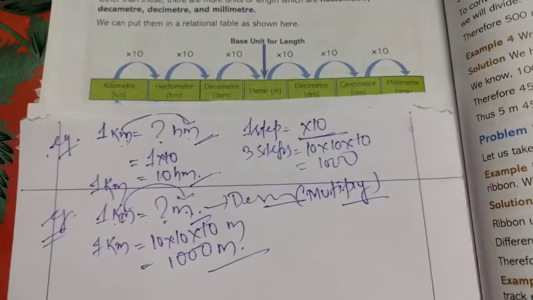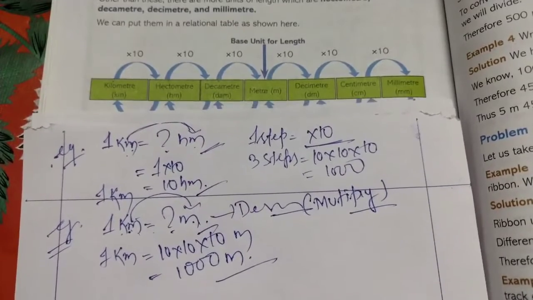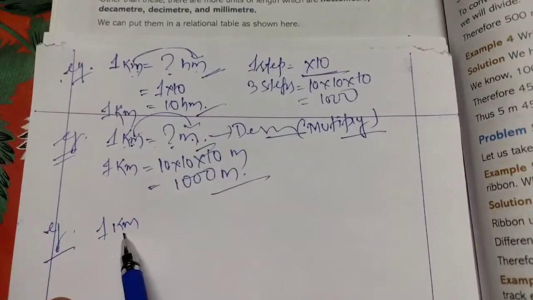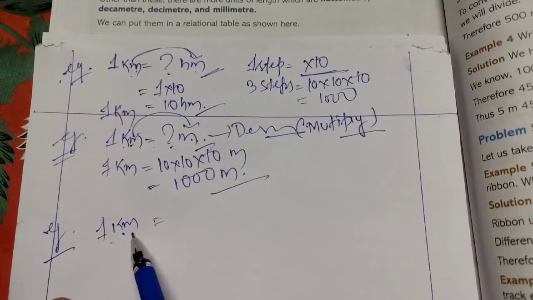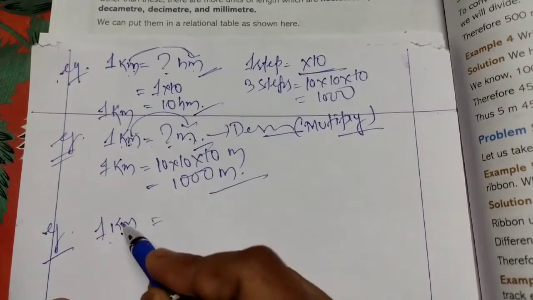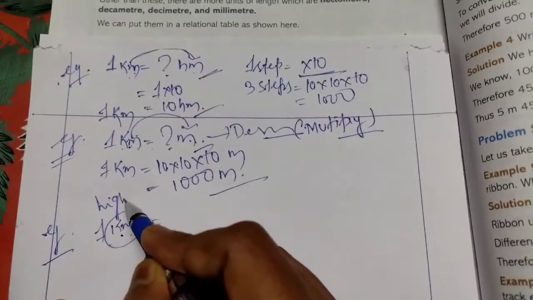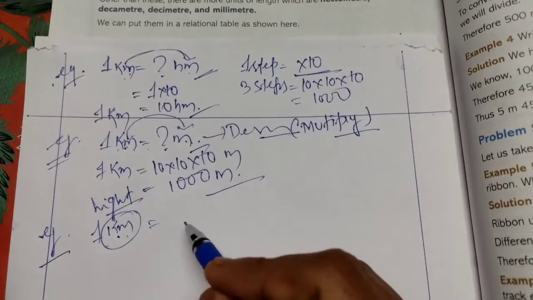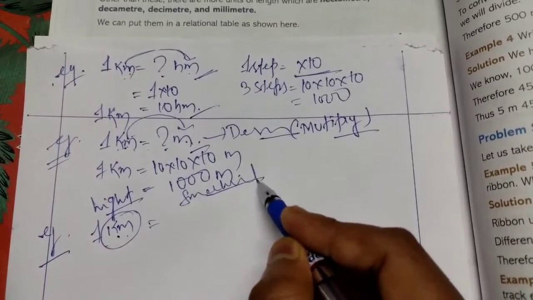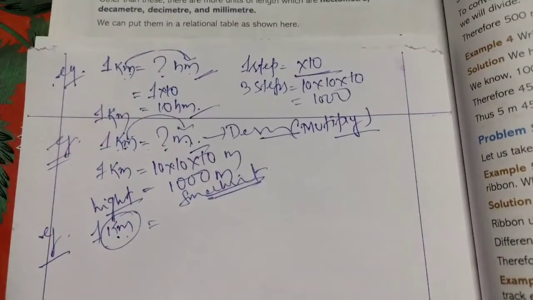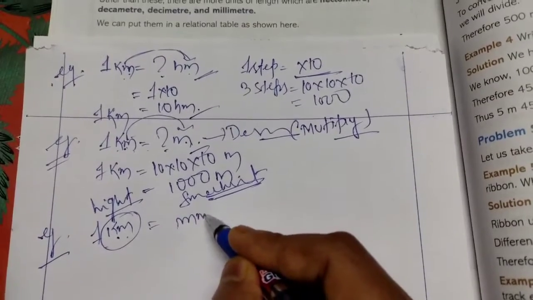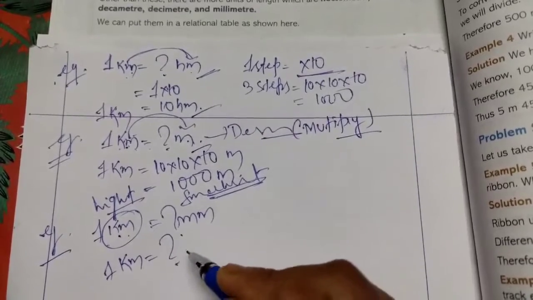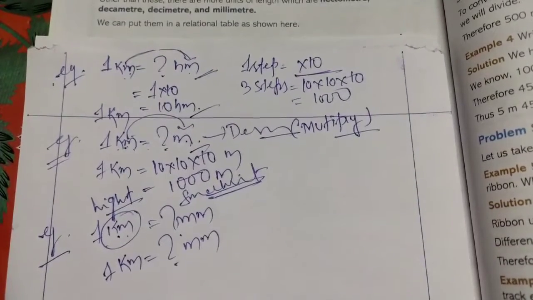Next, let us go through one more example in that same format. Now suppose I ask you to convert 1 kilometer. This is our highest unit in terms of length, and let me convert it into the smallest unit. Which one is our smallest unit? That is the millimeter. So our question is: 1 kilometer equals how many millimeters?